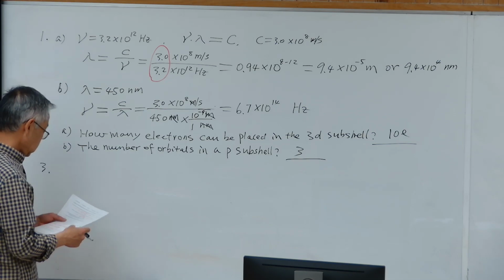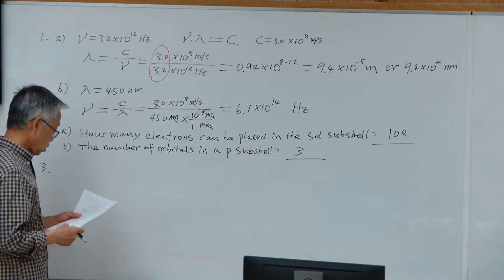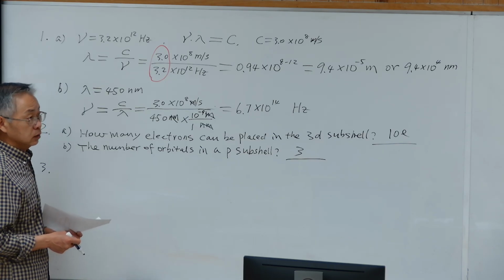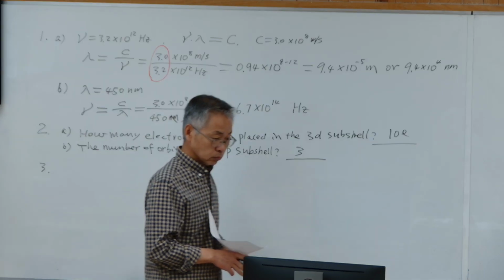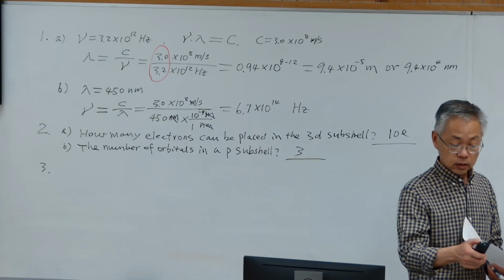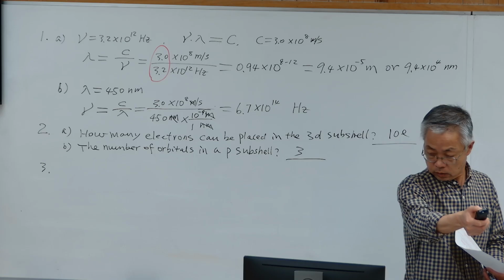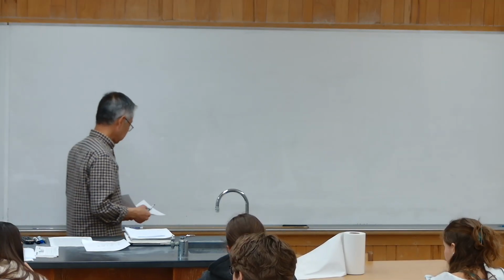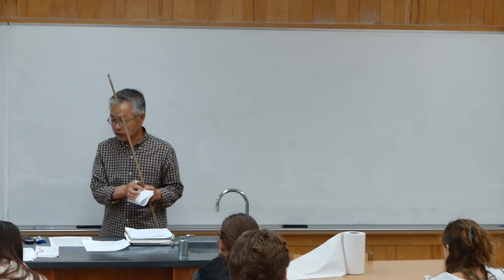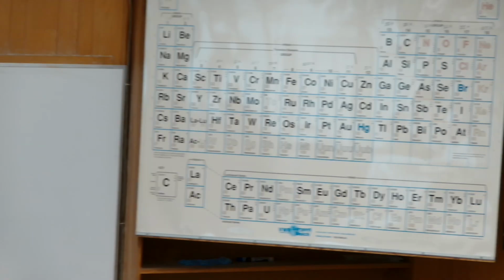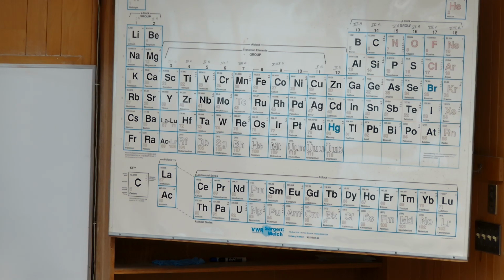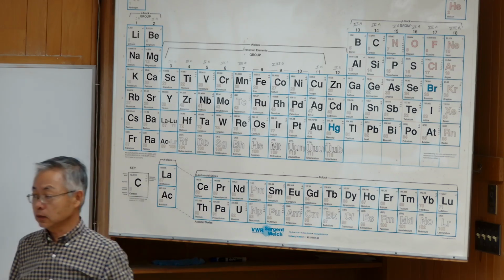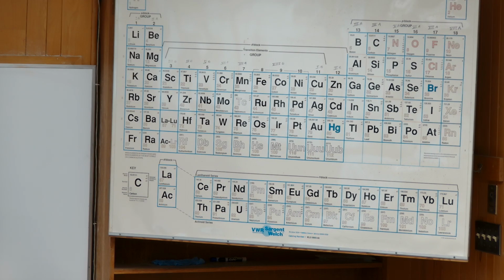Question 3 asks what is the orbital diagram for ground state nitrogen. Take a look at the table. How many electrons for nitrogen? Nitrogen is here, number 7: 7 protons, 7 electrons. Then we can write the electron configuration.